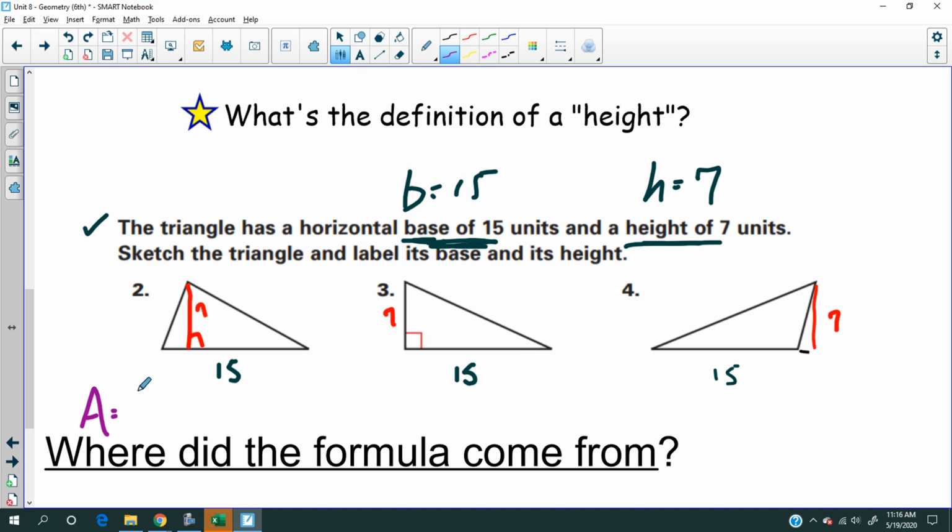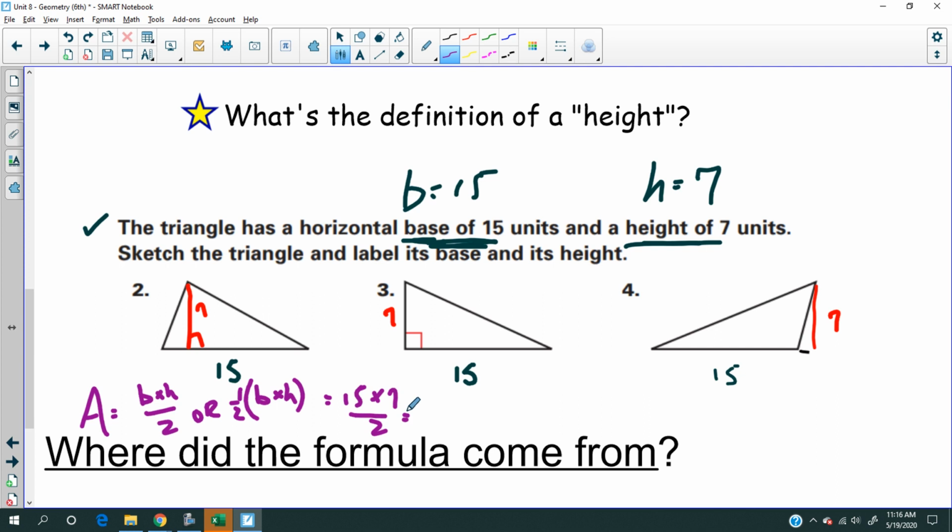Okay, so how do you find the area? Base times height divided by 2, or base times height, right, times a half, right? Half of base times height. So either way is fine. So let's use this first one, okay? We'll switch around. So base times height, right? Just watch. 15 is base times the height divided by 2.